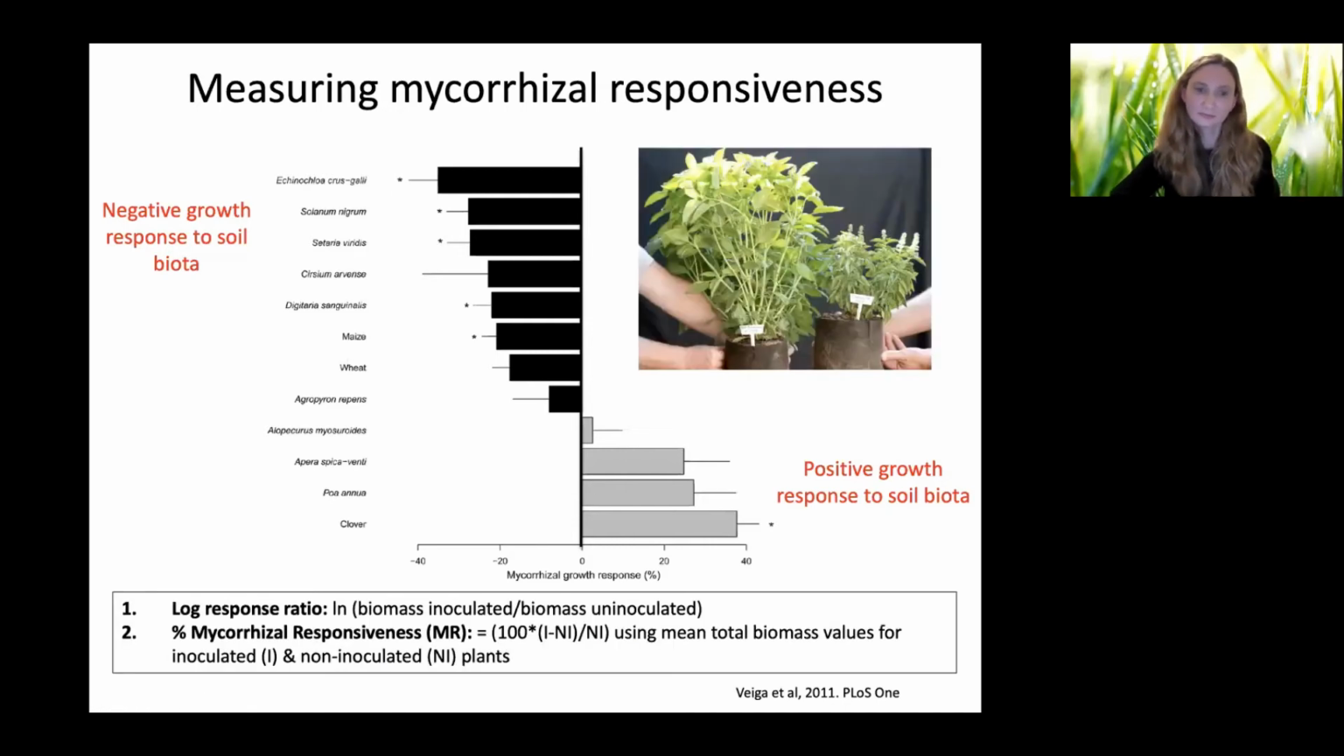So here, these plants that have a positive growth response to mycorrhizal fungi, an example here would be this basil plant. If it grew twice as big with inoculation compared to controls, we'd say this has a positive mycorrhizal responsiveness. On the other hand, if it grows worse when it's inoculated, that would be a plant that has a negative growth response to soil biota. And several studies have been showing that a lot of the plants that have a negative growth response to these soil biota tend to be some of these invasive or weedy plants.